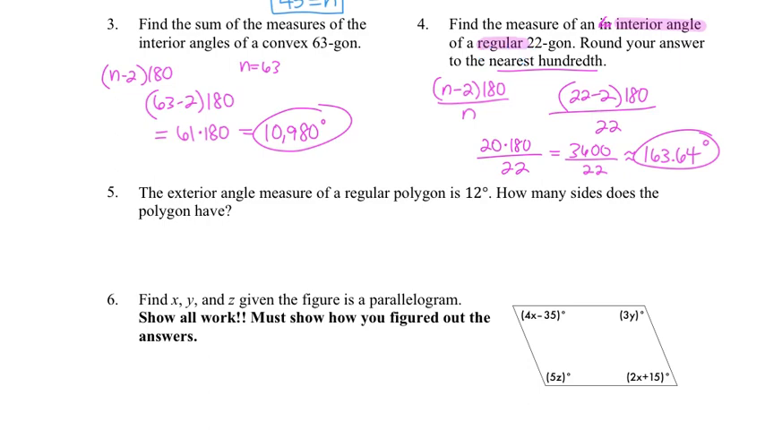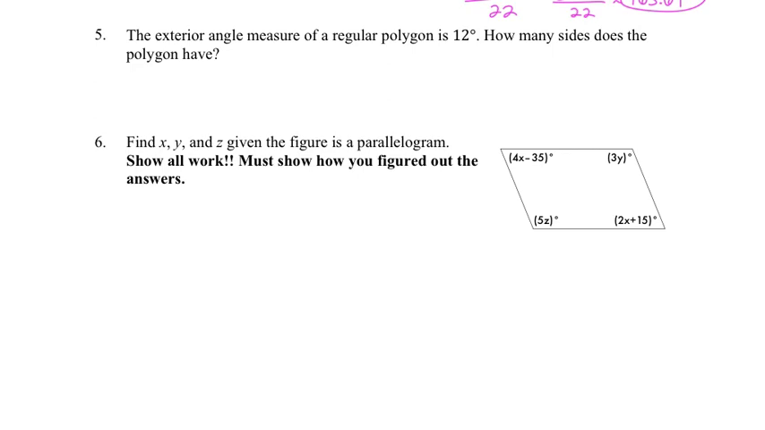All right, moving right along for number 5. The exterior angle measure of a regular polygon is 12 degrees. How many sides does the polygon have?